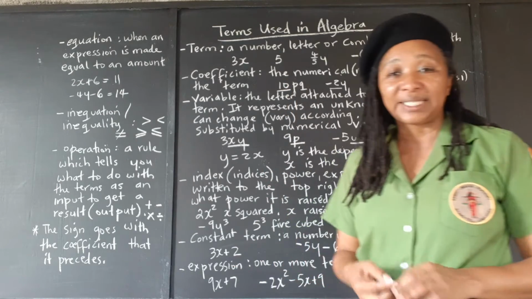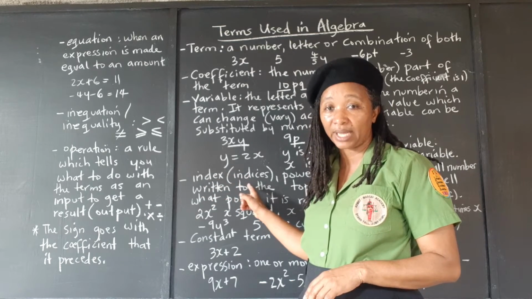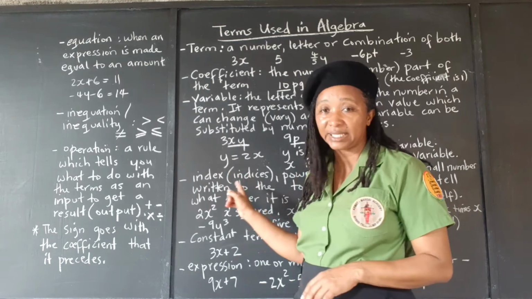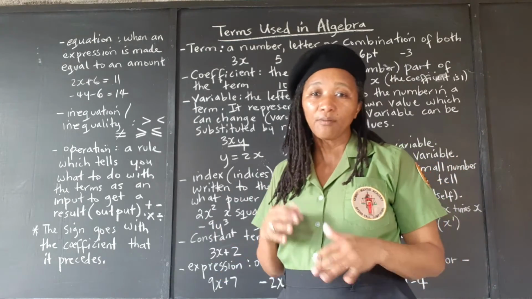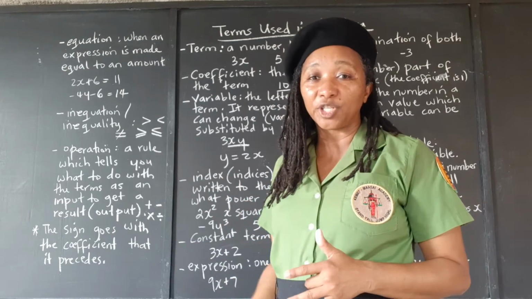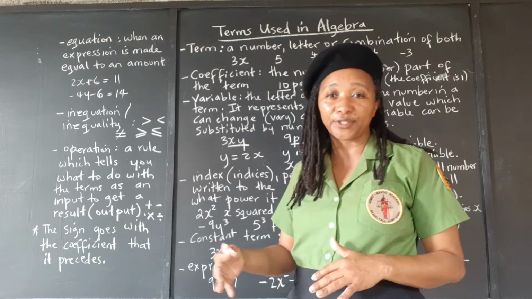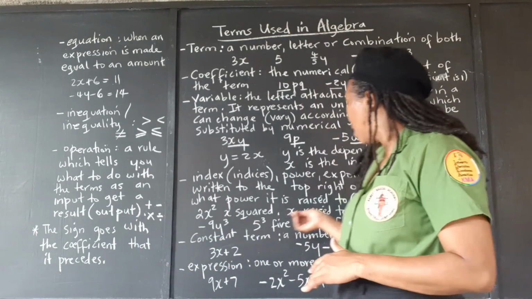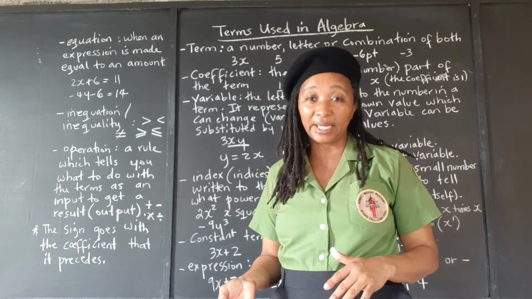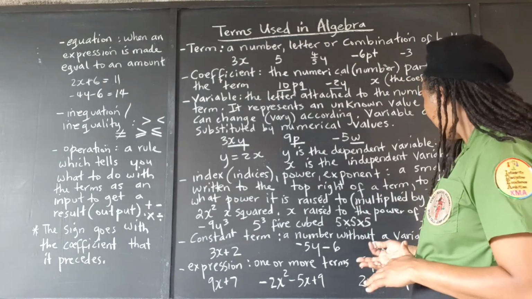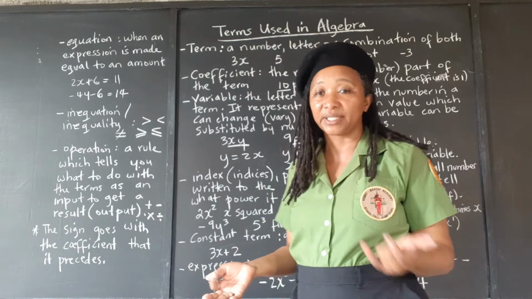Alright, so let's look now at the index. Singular, index, plural, indices, right? Singular index, plural, indices. And there are other names for the index. We can refer to it as a power. So we say something is raised to the power of. Or we can refer to it as an exponent, right? It's an exponent. What is the index? What is the power? What is the exponent?